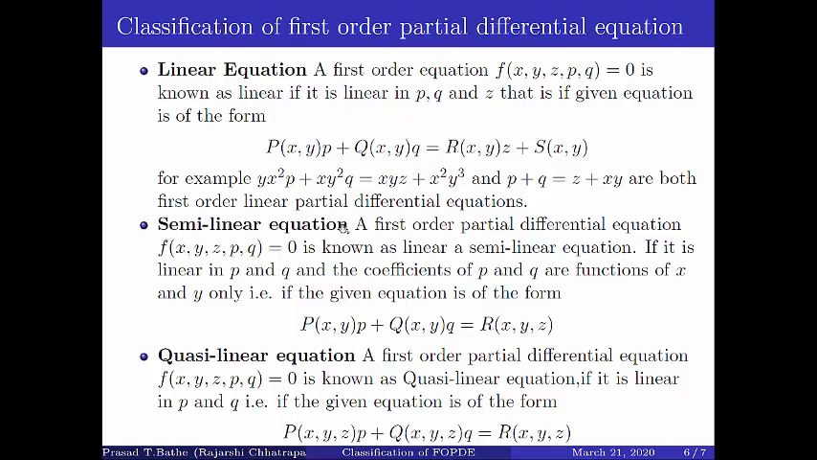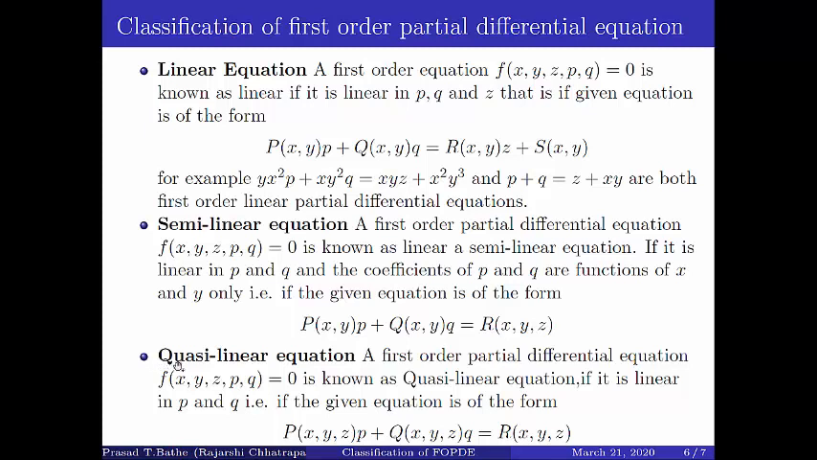Semi-linear equation. A first order partial differential equation f(x, y, z, p, q) = 0 is known as a semi-linear equation if it is linear in p and q and the coefficients of p and q are functions of x and y only. That is, the given equation can be rewritten in the form P(x, y) p + Q(x, y) q = R(x, y, z).